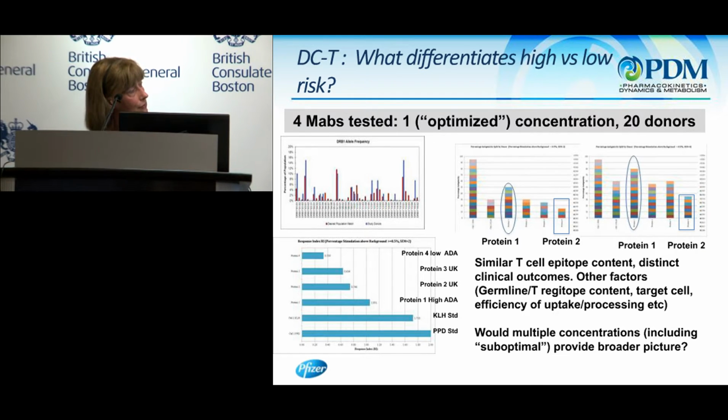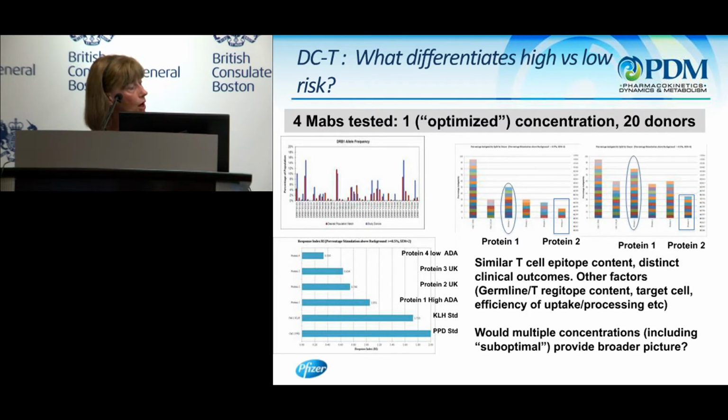Another thing that we note is that there are going to be other factors that, even though the high and low immunogenicity proteins scored fairly similarly in the in silico, we do see differences both here and in the clinic. And some of the things that can contribute is the germline Tregitope content, because they are different between the two molecules. The target cells are different between the two molecules. And of course, the in silico doesn't tell us about the efficiency of uptake and processing, which the DC T-cell assay does incorporate.